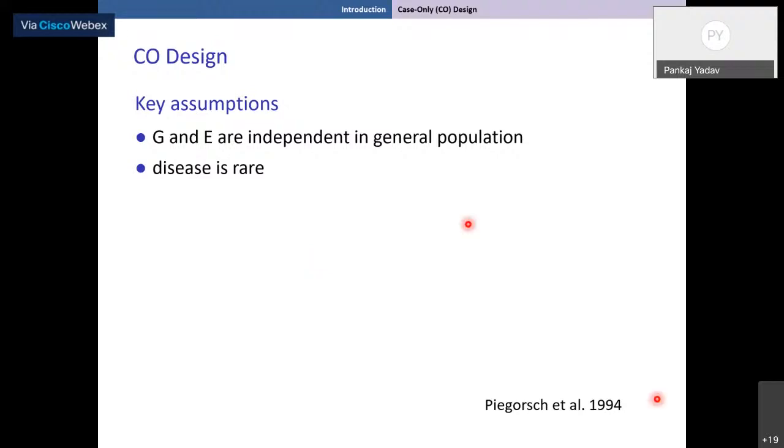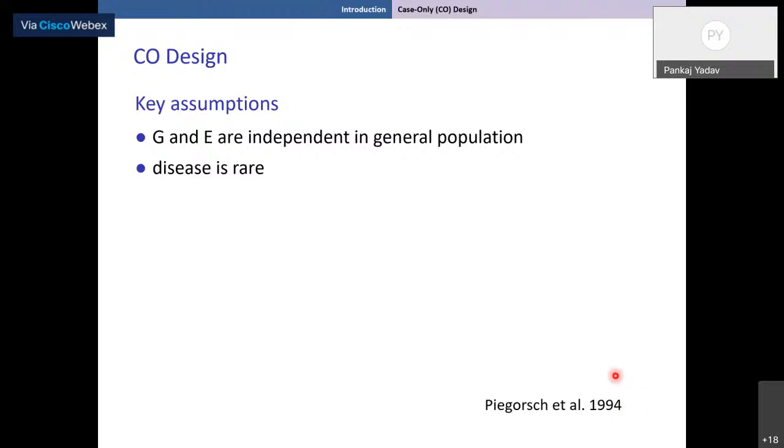There is this paper, Piegorsch, in 1994, where they actually proposed this case-only design. But later it did not receive much attention because people got attracted towards something else. They were thinking that only genetics can explain most of the diseases, but over the years that could not happen, and now people have started realizing that the environment is also an important factor that needs to be considered when doing this kind of analysis.